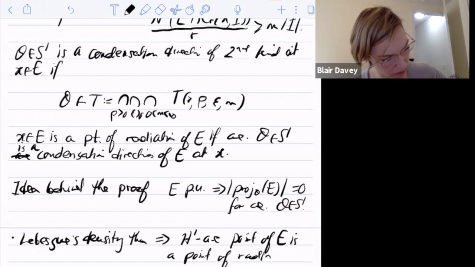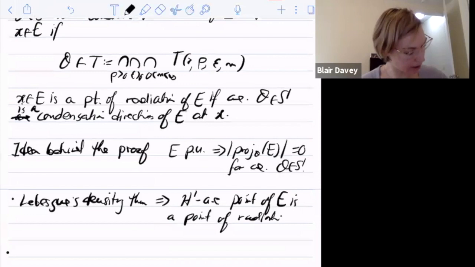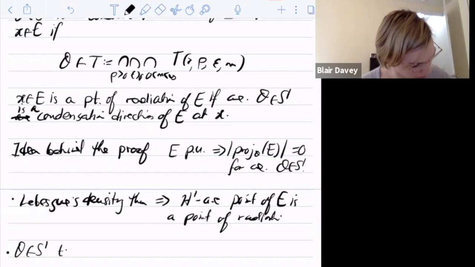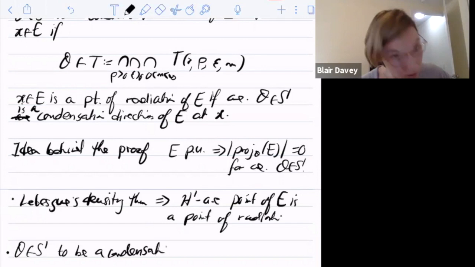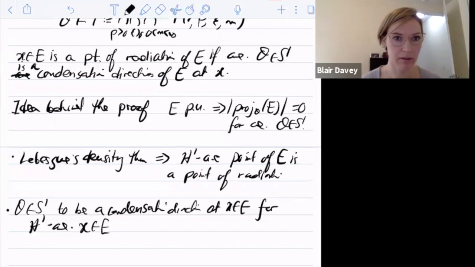So these purely unrectifiable sets have tangents nowhere. All right, so with that, we take an angle theta in S1 to be a condensation direction at X in E for H1 almost every X in E. So we're using Fubini's theorem, and we are ignoring a set of measure zero in S1. So I'm just flipping the order.